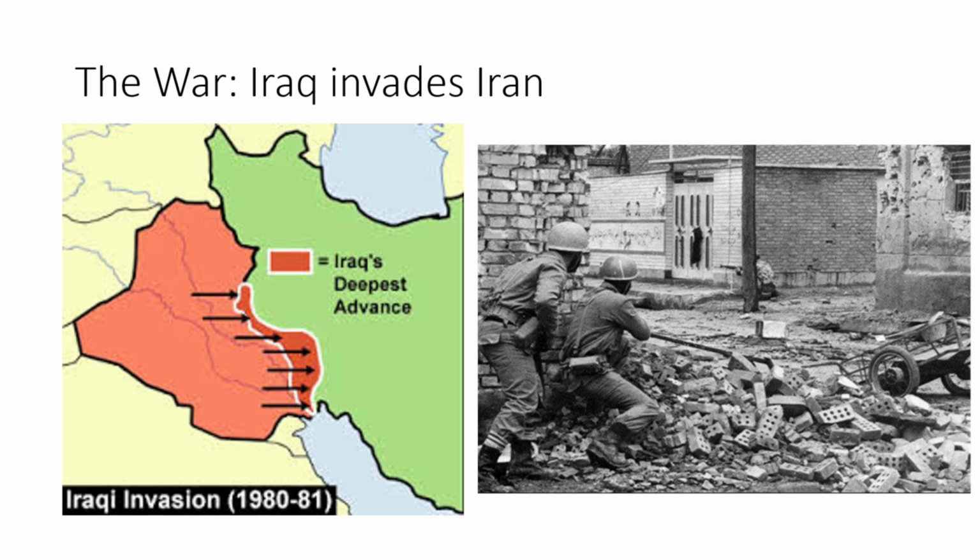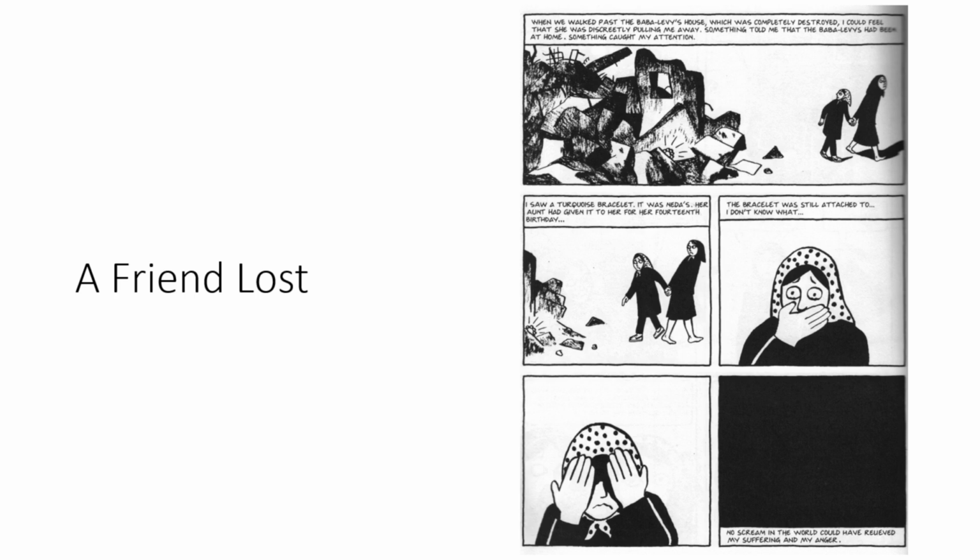And this will result not simply in fighting and military casualties. The Iraqis will also fire missiles into Iran. And this will actually lead to the loss of one of Marjane Satrapi's friends. As you can see here, there's a building that's been destroyed where her friend lived.